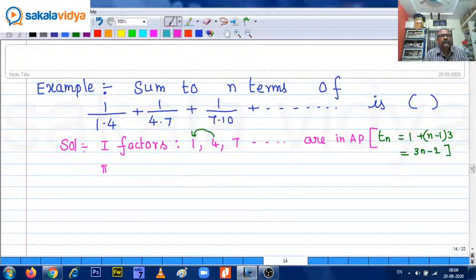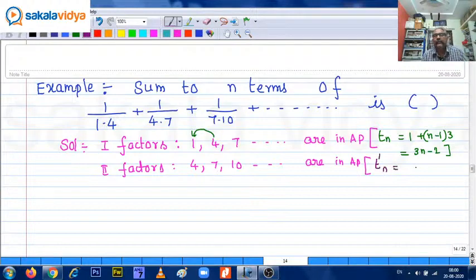Next, the second factors. The second factors 4, 7, 10 are in arithmetic progression. That's why we should be familiar with the arithmetic progression concept. Here, let us find the nth term, say T dash n. The first term is 4 plus n minus 1 into the common difference. What is the common difference? 7 minus 4 is 3 only. Here also 3. This is 3n minus 3 plus 4, which is 3n plus 1.